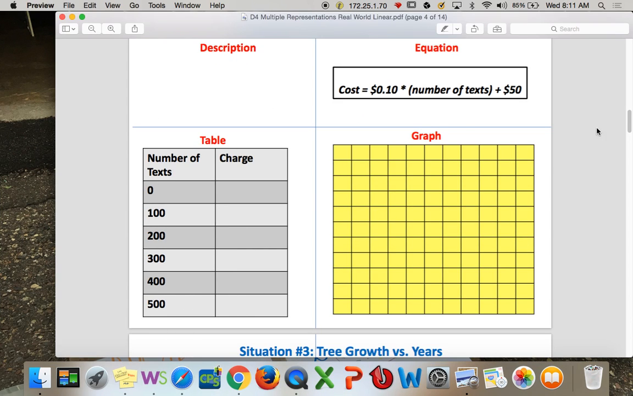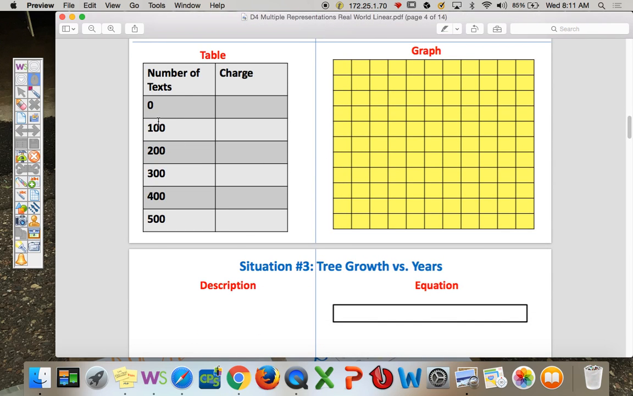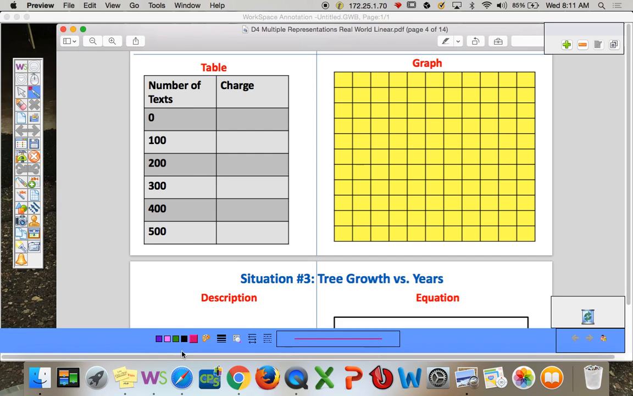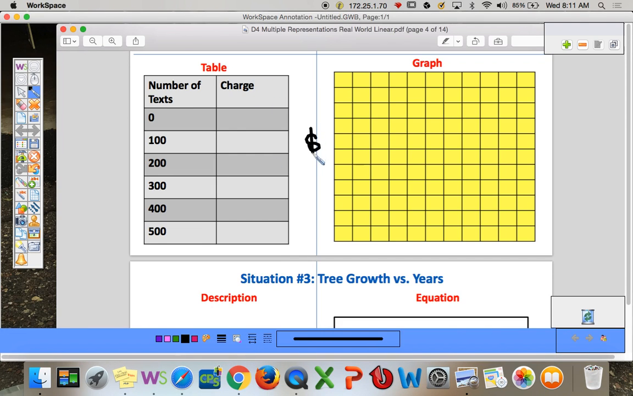Here we open this. And again, when we graph it, we're going to put our number of texts, our independent variable, our x variable, on the bottom, and we'll put our dependent variable on the side, and our dependent variable is charge or money. So this is number of texts. And this is going up by 100, so I'm just going to say every other one is 100. We'll start at 0, and this is 200, 300, 400, this is 500.